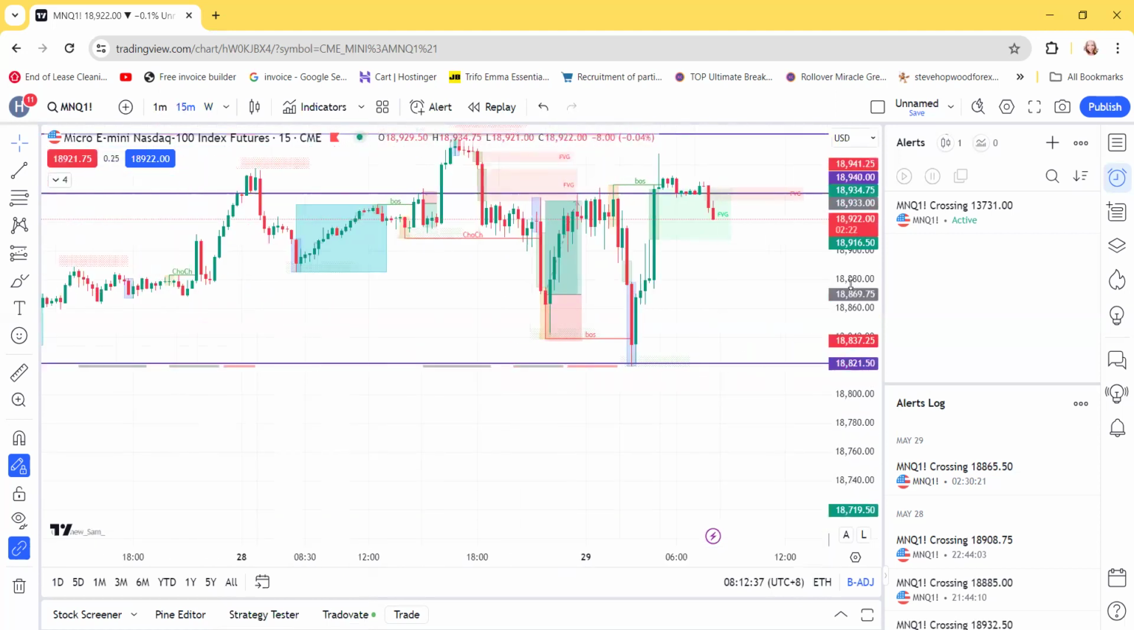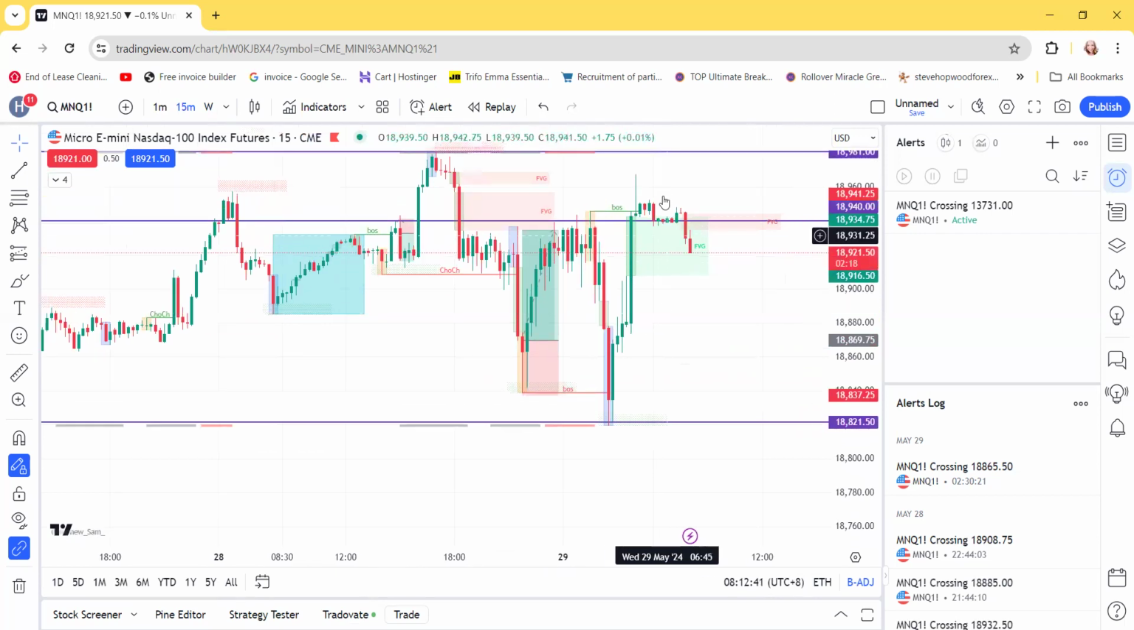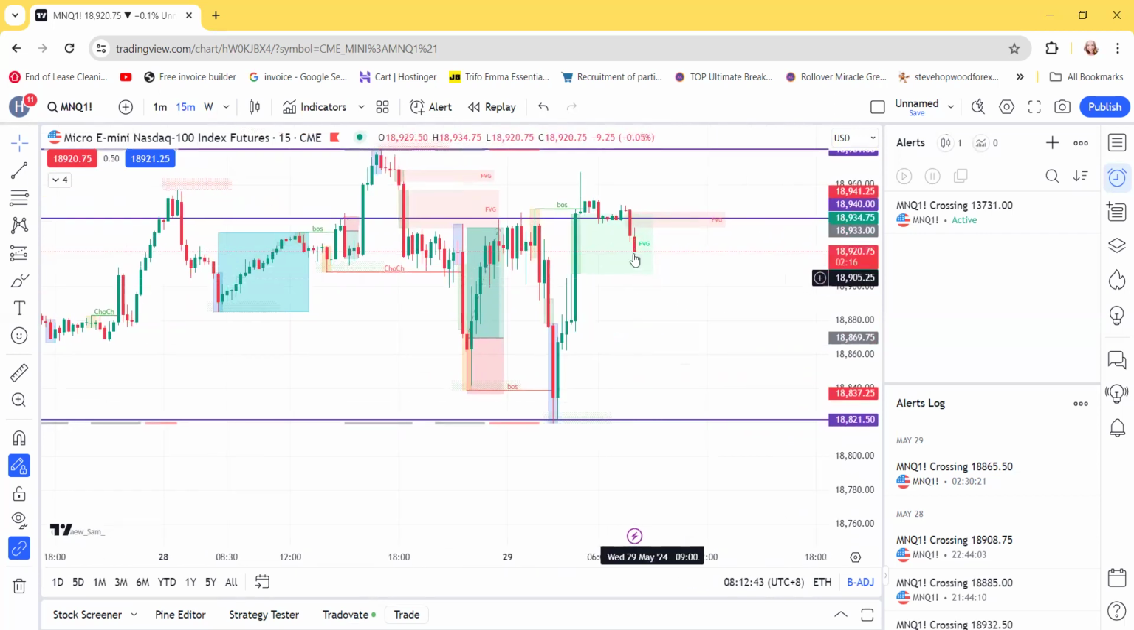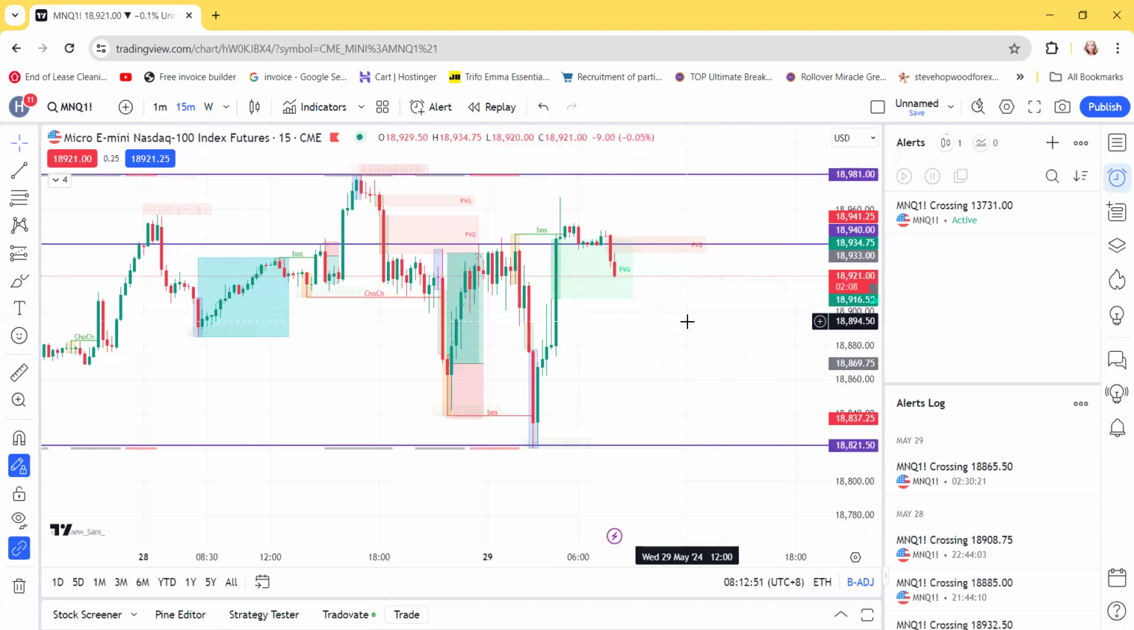So yeah, at the moment we're kind of coming out of this consolidation on the Asia session. We're dropping a little bit, so it'll be interesting to see whether we actually get an expansion model again today, or not, or whether we will get that accumulation, but time will tell.